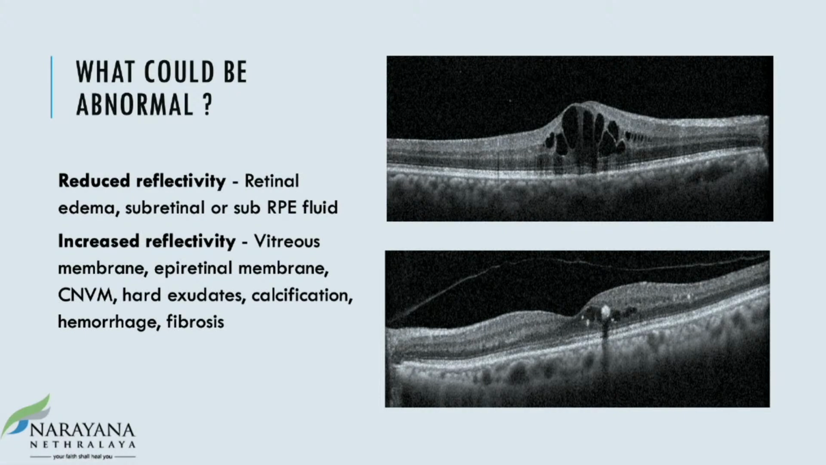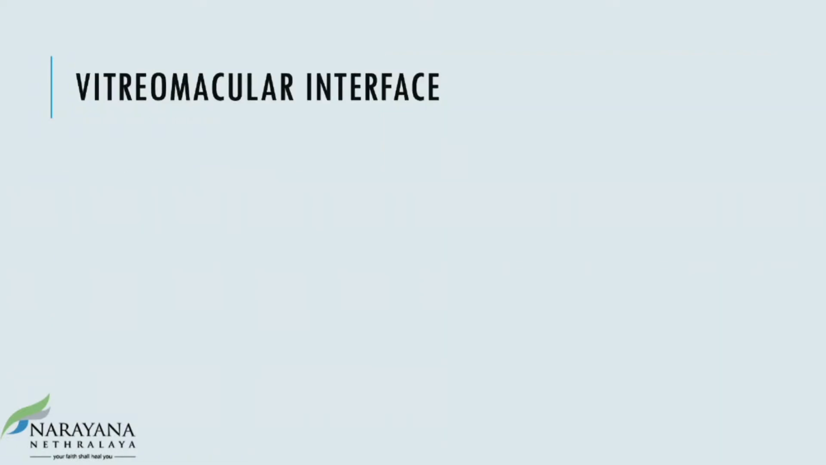You can see epiretinal membrane, CNVM, hard exudates, calcification sometimes, and hemorrhage and fibrosis as well. Some of our uvea colleagues can even pick out cells. I don't know how they do it, but I'm sure when you have high resolution SS-OCTs, you can even pick up inflammation on the OCT. Now let's go to the vitreomacular interface.